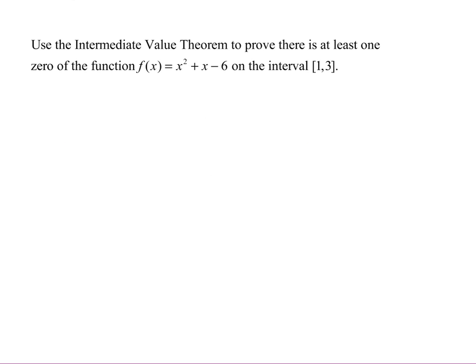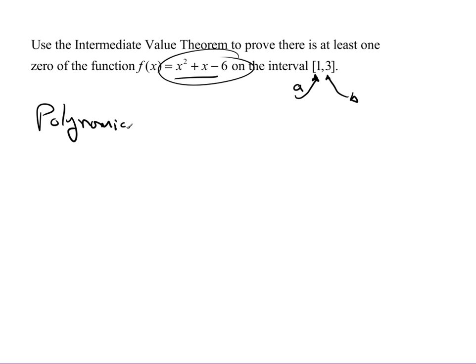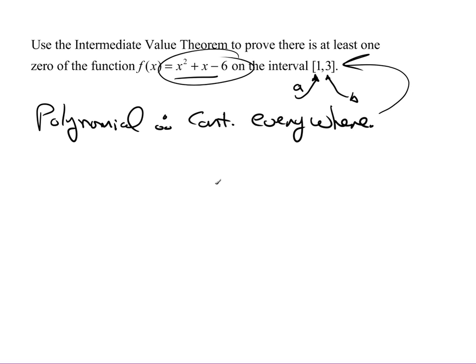So let's use the intermediate value theorem to prove there's at least one zero of the function x squared plus x minus 6 on the interval 1 to 3. Okay, well, this is what I'm thinking of by my definition as a, and this is what I'm thinking of as my definition of b. Now, this is a polynomial. Therefore, it's continuous everywhere. So if it's continuous everywhere, clearly it's continuous on this closed interval.